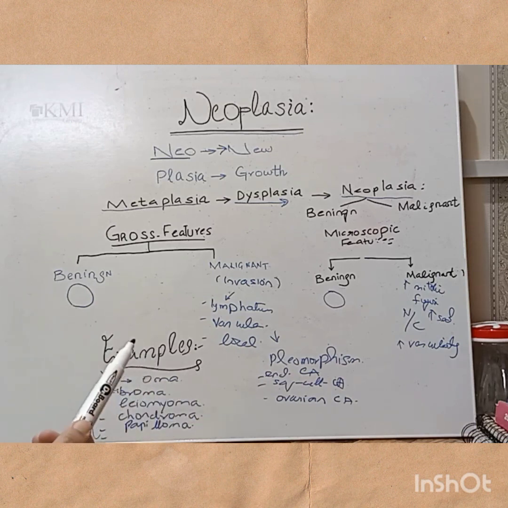So kindly acknowledge the definition of neoplasia, the gross features and the microscopic features and the examples. So this was all the description of neoplasia.